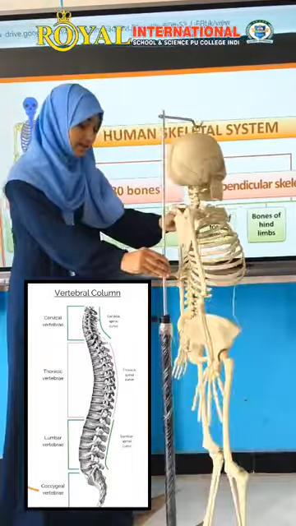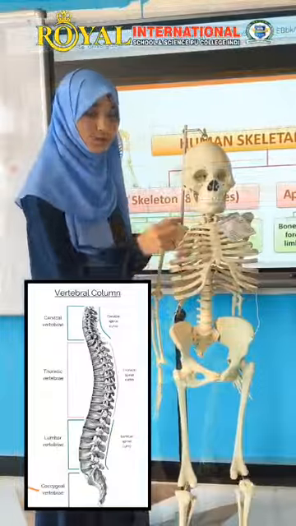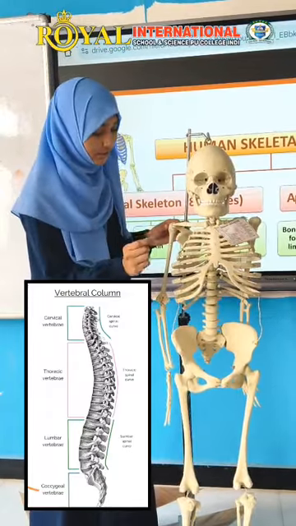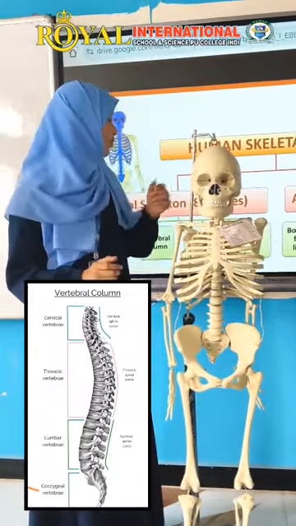Now I am going to tell about sternum. Sternum is a flat bone on a ventral midline of thorax. And I am going to explain about ribs.